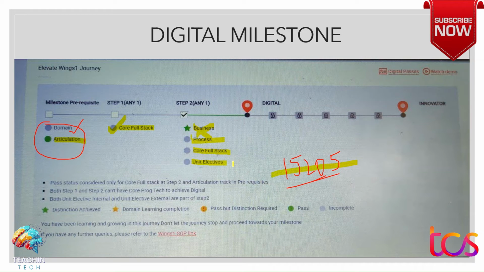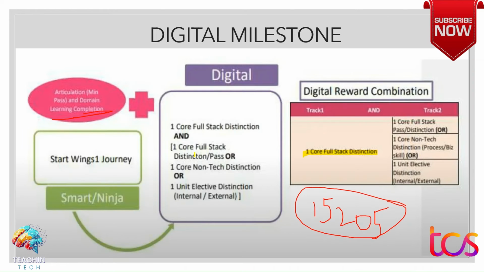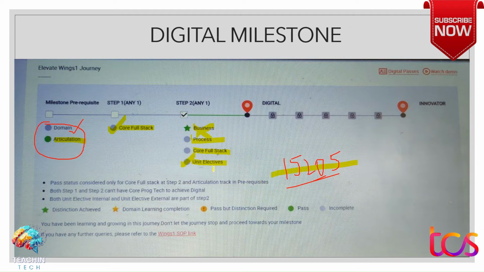If you need something about unit electives, you can go to 1515205. There you can find the external certifications list. If you finish any one of the global certifications and upload it before the cutoff date, they will evaluate it, and here also you should get a distinction. You can see this, right? Here also it is a distinction.